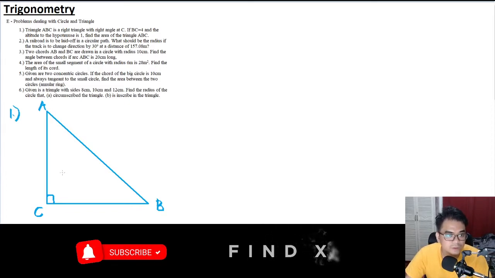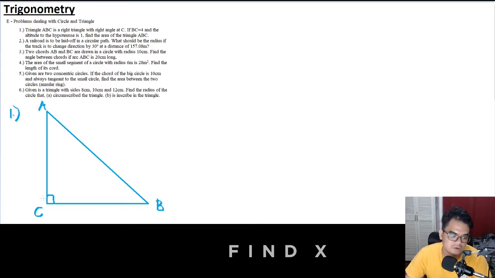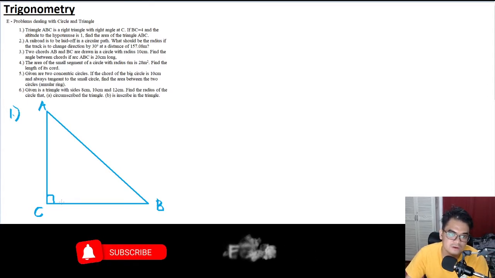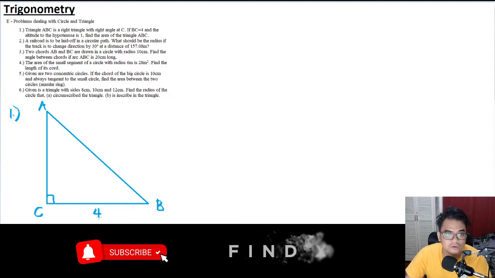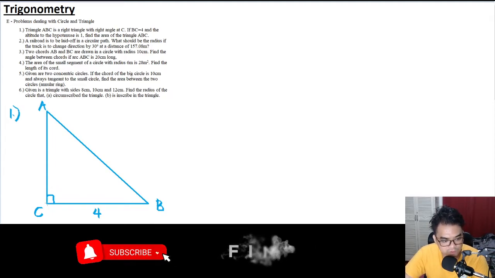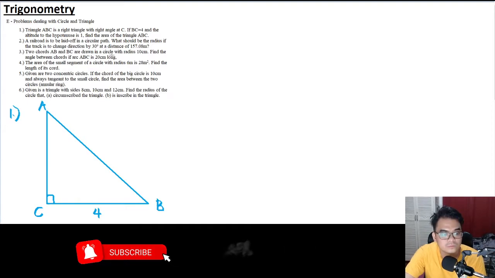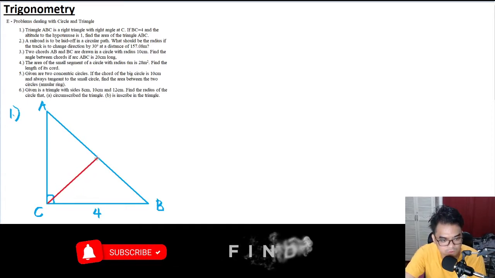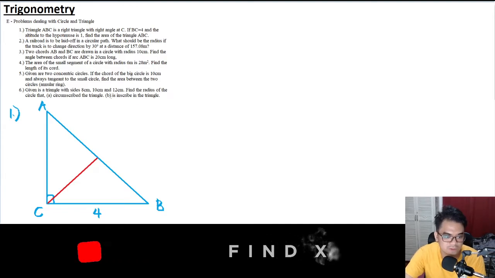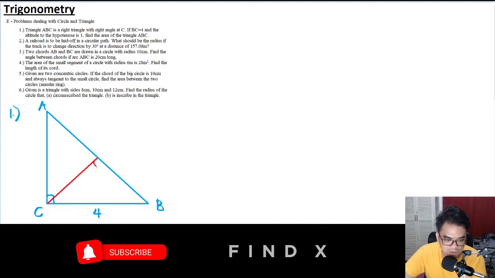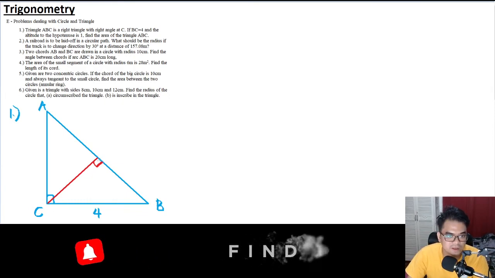ABC is a right triangle with right angle at C. If BC is equal to 4, so this is 4, and the altitude to the hypotenuse is 1. Altitude is a straight line from the right angle to here. So if that is a straight line, we can now say that this is a right angle also, right? So find the area of the triangle ABC.